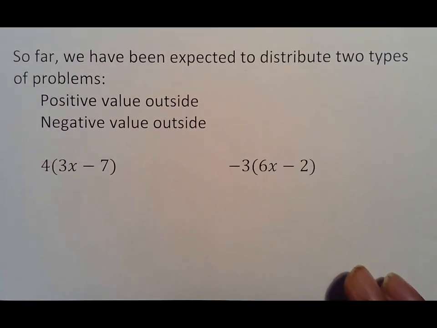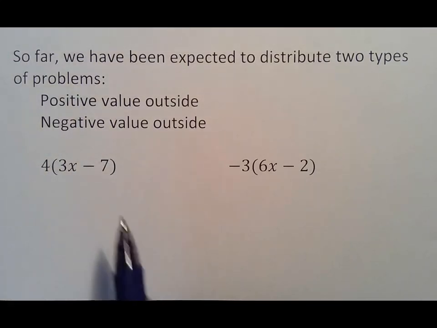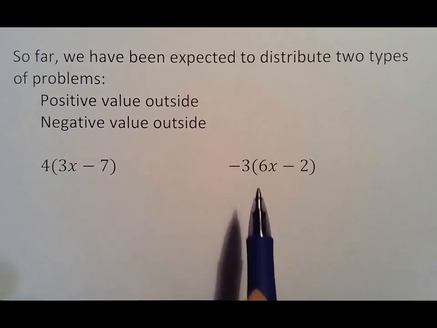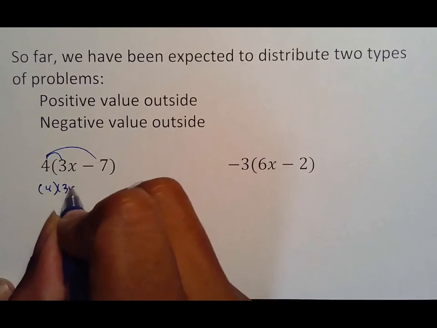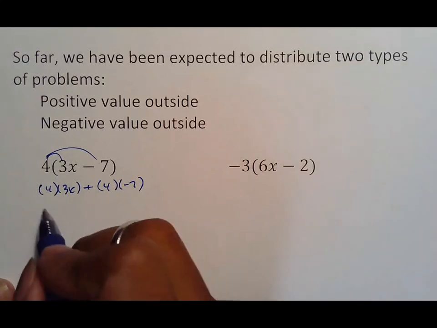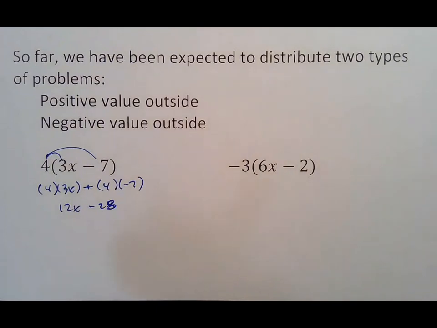So far, we've been expected to distribute 2 types of problems. We had a positive value on the outside or a negative value on the outside. So Monday or Tuesday was a regular number. Wednesday was a negative number, and what we learned to do was put the meetings, which is 4 meets 3x and 4 meets negative 7, which turns into 12x minus 28. Again, since this is day 3, I'm not going to explain so much about the answers because you should have gotten some practice on that up to this point, that you at least kind of know where that number is coming from or can verify by pausing the video.